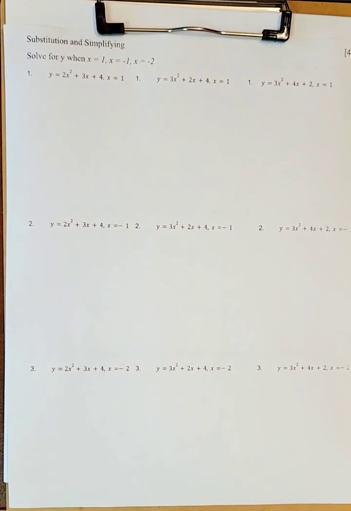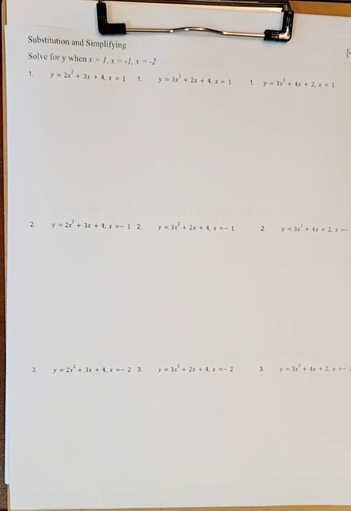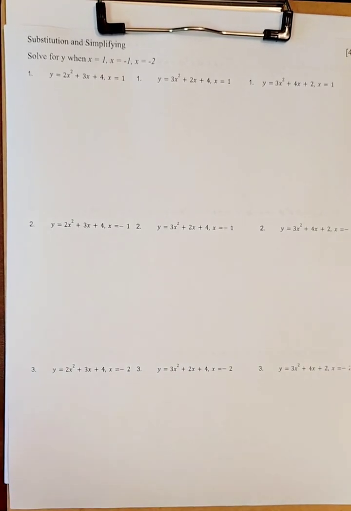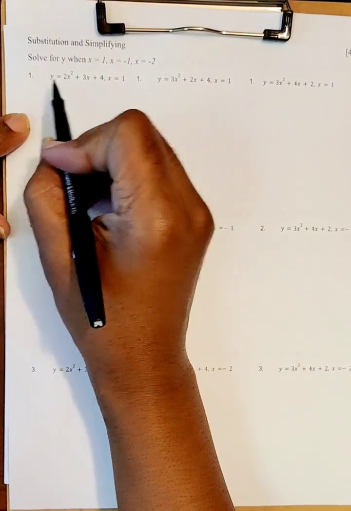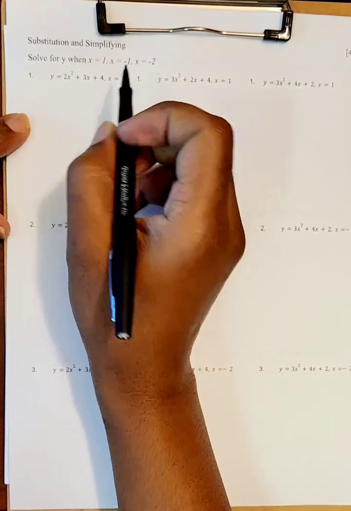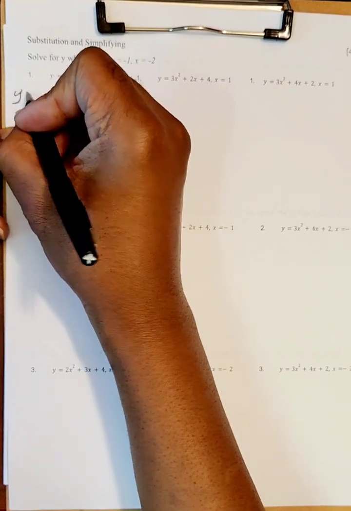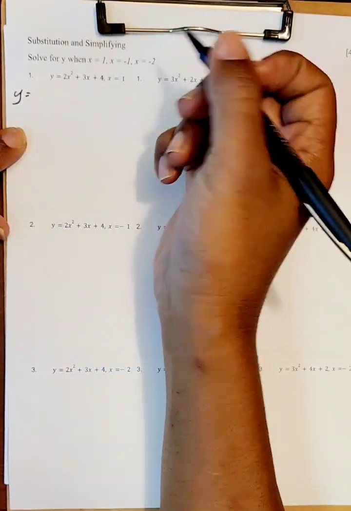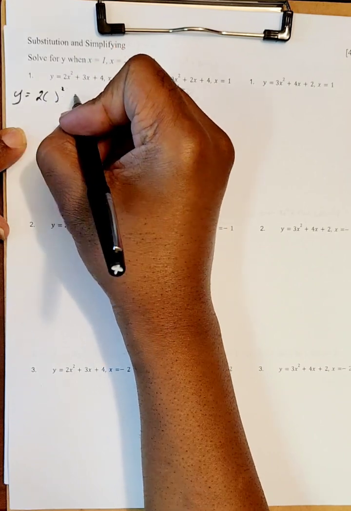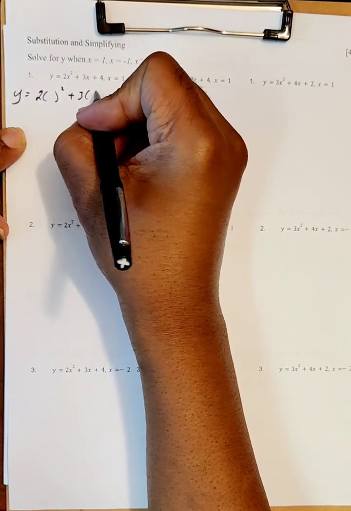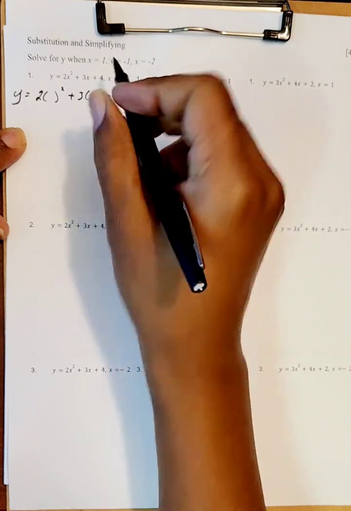Okay, we're going to solve these by using substitution. We'll be substituting 1, -1, and -2 into these. So for the first problem right here, we're going to be substituting x for 1. The first step is to replace all your x's with parentheses: 2 parentheses squared plus 3 parentheses plus 4.